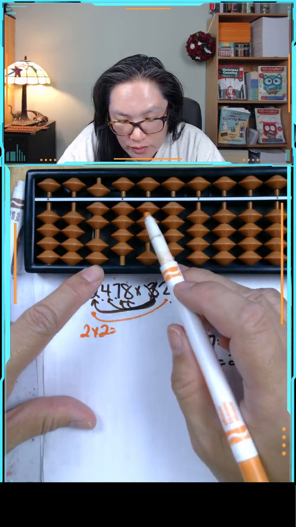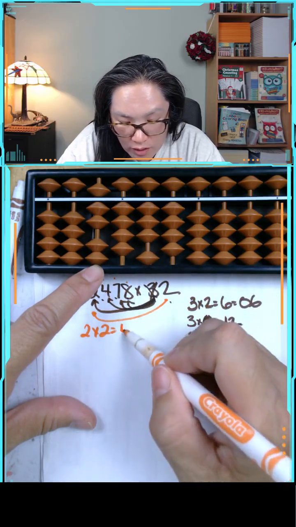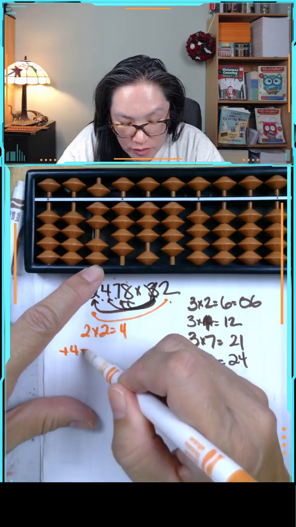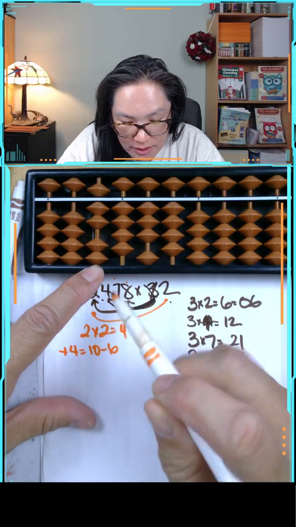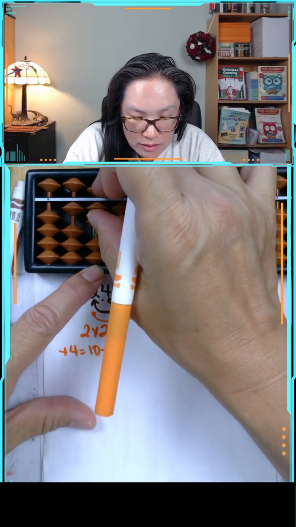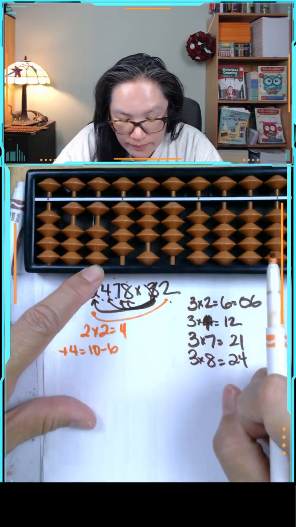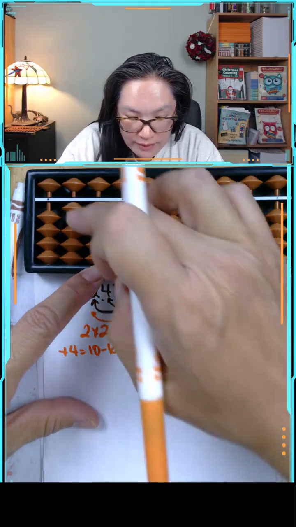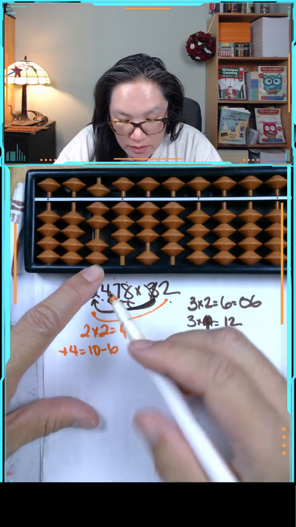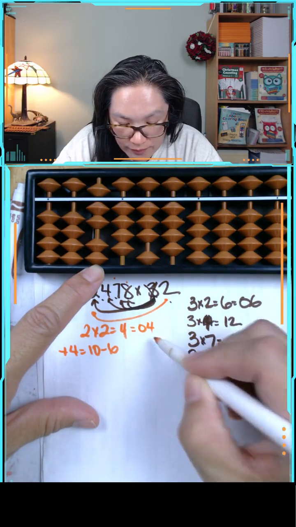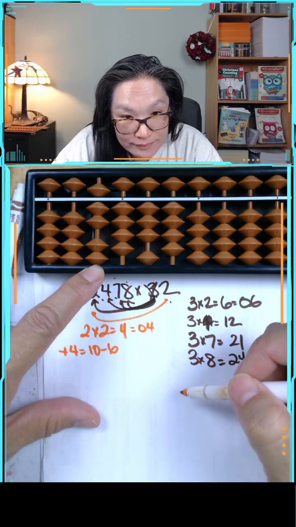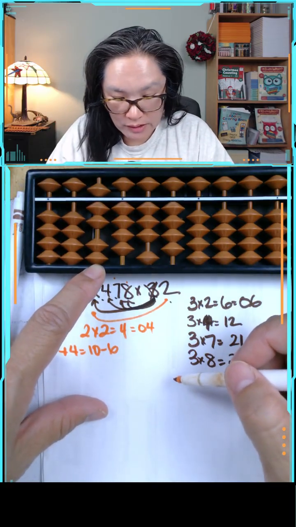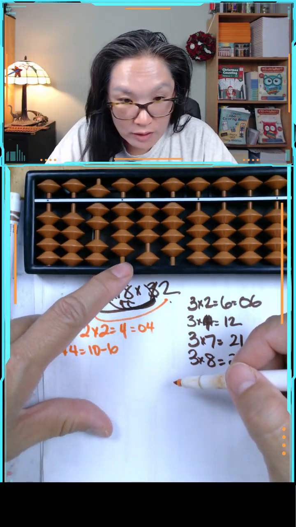1, 2, 3, 4, 5. Thank you, 4, right? I want to add 4 here. To add the 4, we need to plus the 10 minus the 6. That's not right. You know why? Because we need to make it a 0, 4. We need to make it a 0, 4 because it's a single digit. So it's a 0 and then a 4.